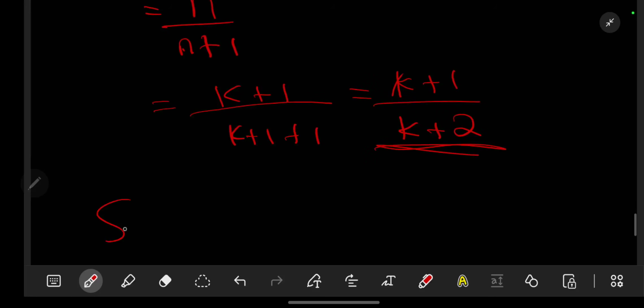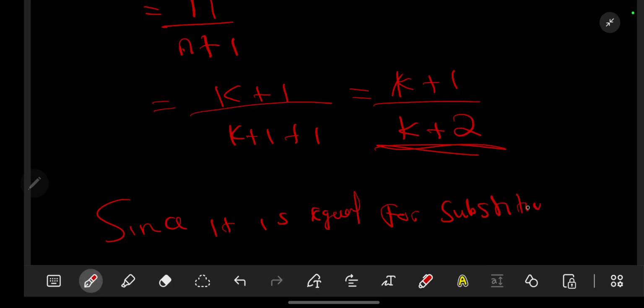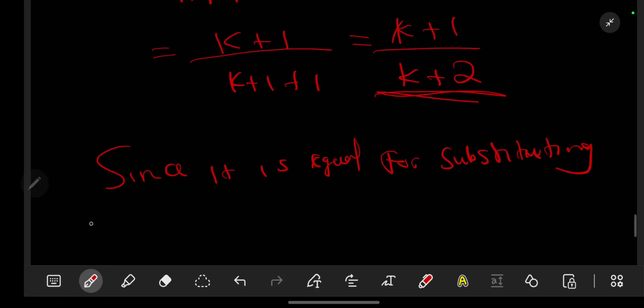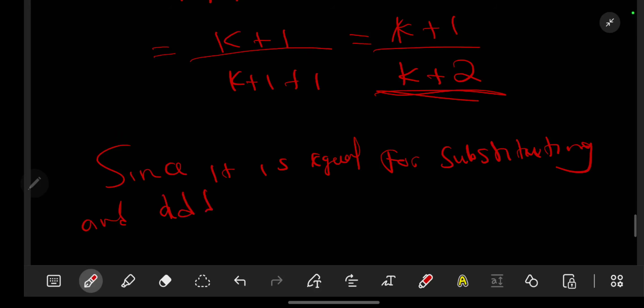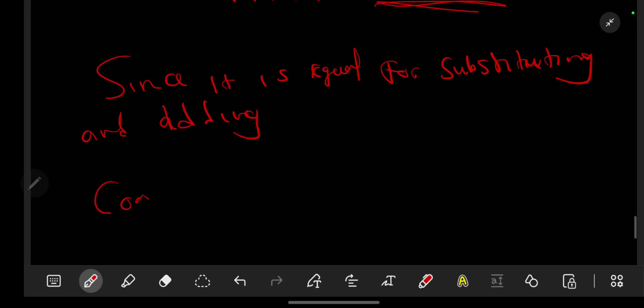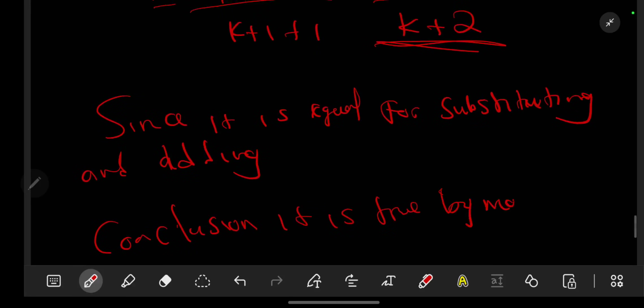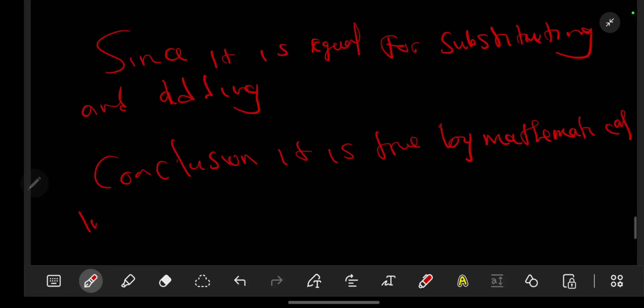Therefore, we can say, since it is true for substituting, or rather, since it is equal for substituting and adding, our conclusion will be that it is true by mathematical induction.